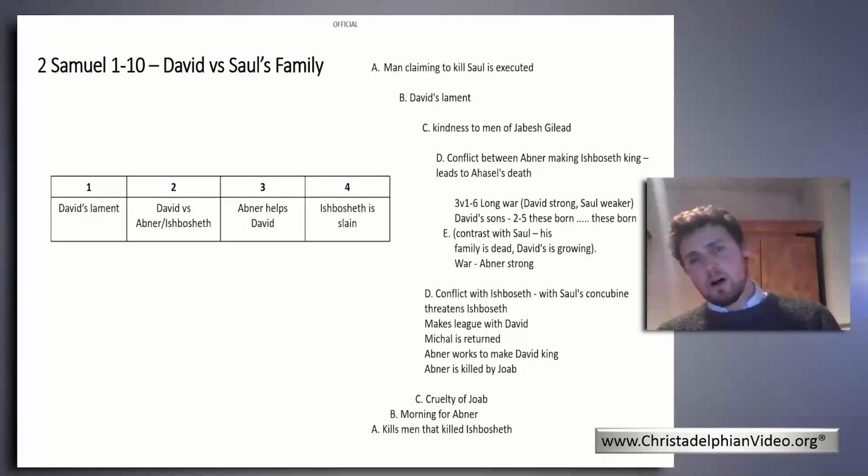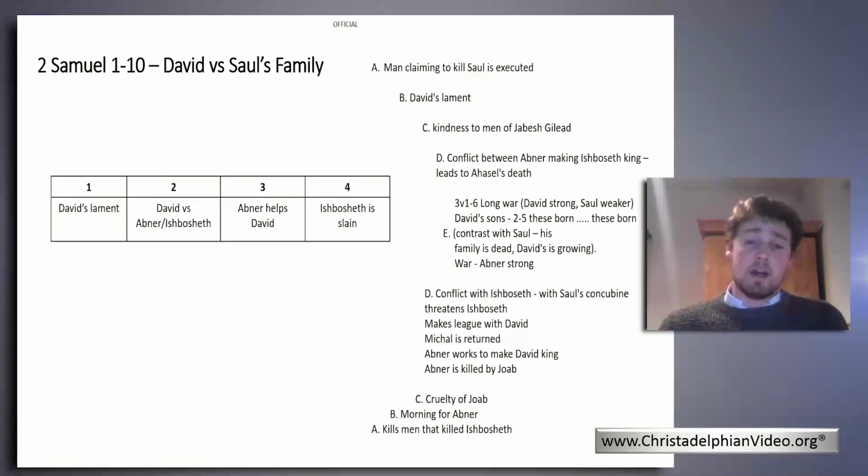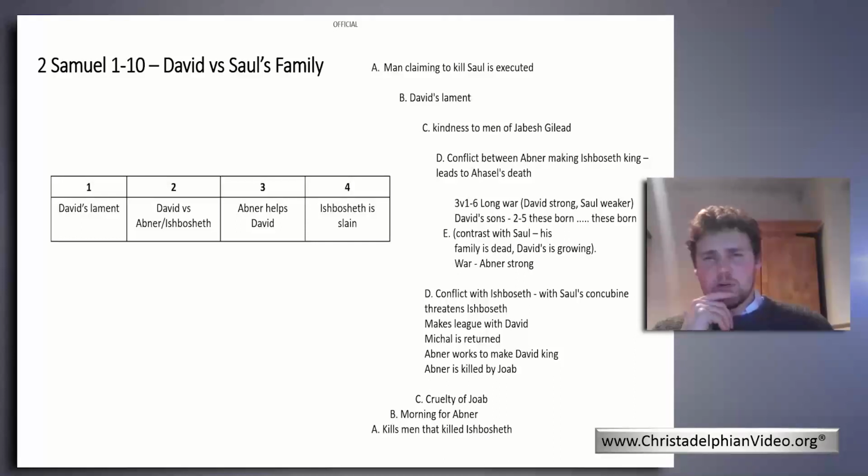And then in chapters 5 to 10, it's about David establishing his house, or God establishing his house, and particularly with a focus on Jerusalem and a focus on David subduing other nations that are in and around the area. But we can see here that these first 4 chapters seem to have a pretty strong chiastic pattern, where it begins with a man that claims he's killed Saul, and David executes him, and it ends with men that actually kill Ishbosheth, and David executes them.